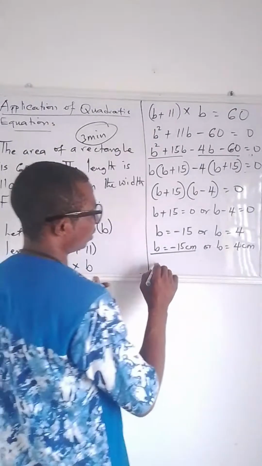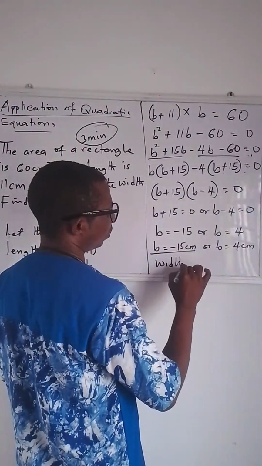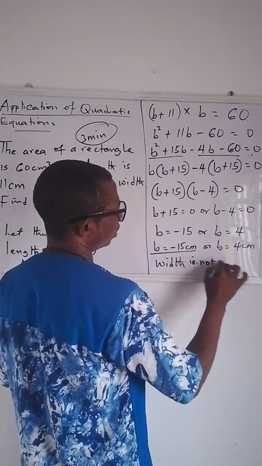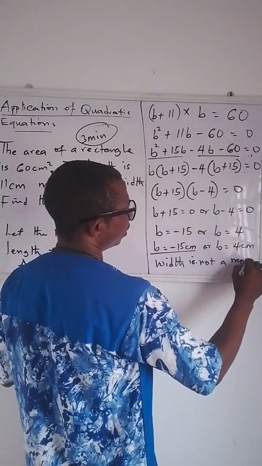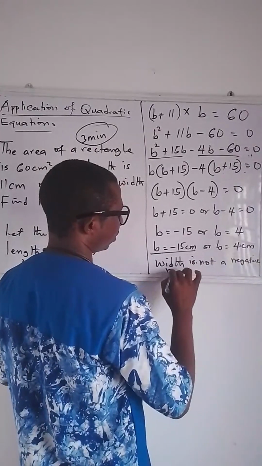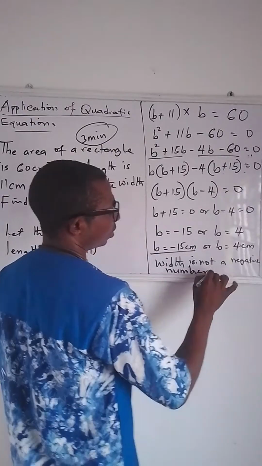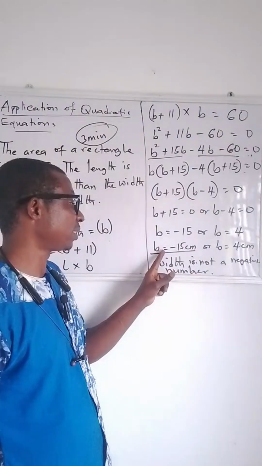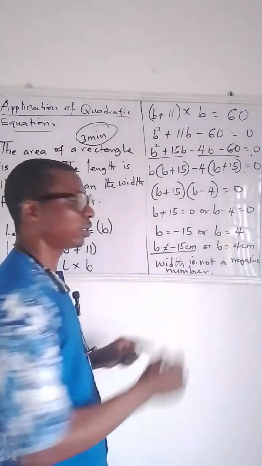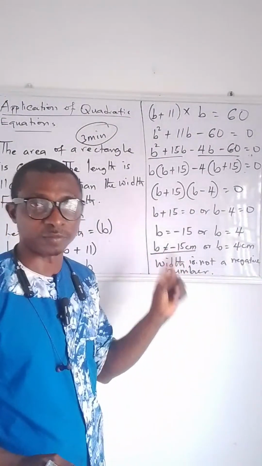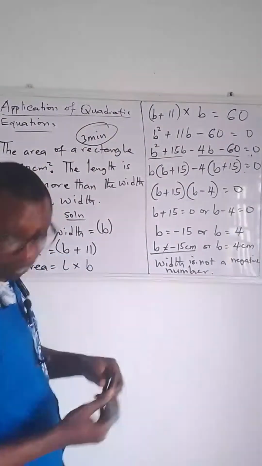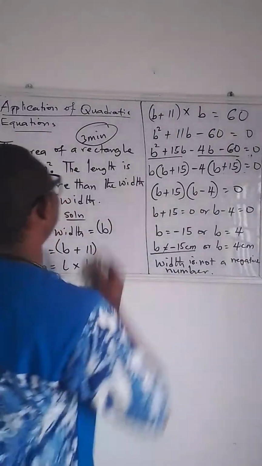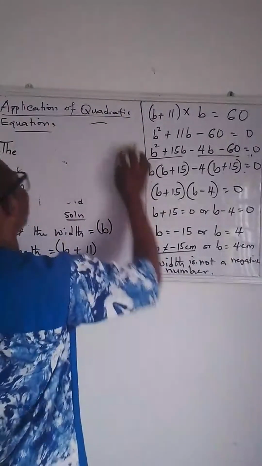So width is not a negative number. That implies that b is not equal to minus 15. So therefore, we can conclude now that the width is what? The width is 4 centimeter.